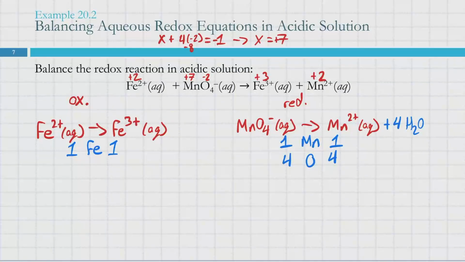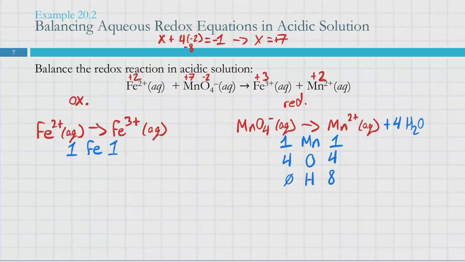Is everything balanced now? It's not, right? Because we added in hydrogens. And so now we have hydrogen to balance. How many hydrogens do we have on the right side? We have 8. 4 times 2 is 8. How many do we have on the reactant side?